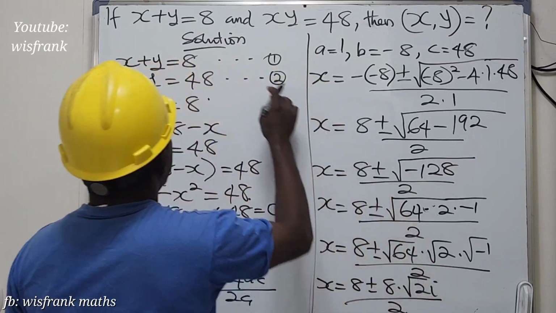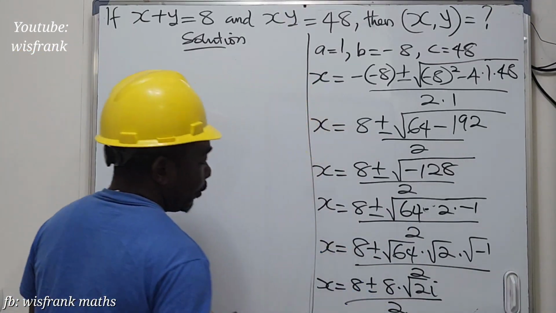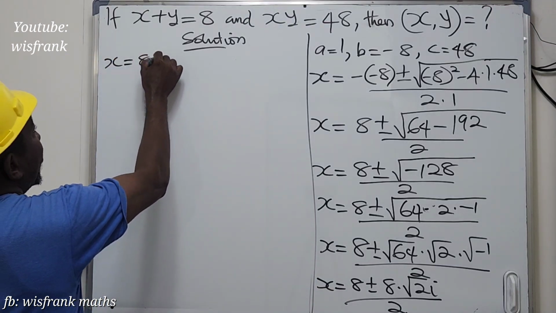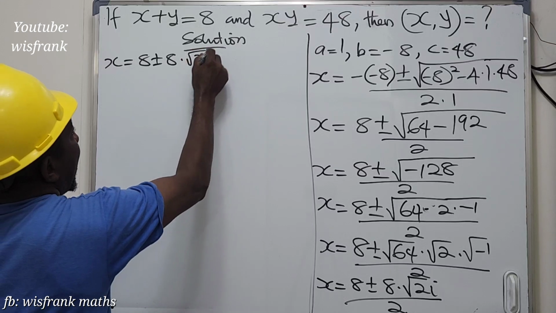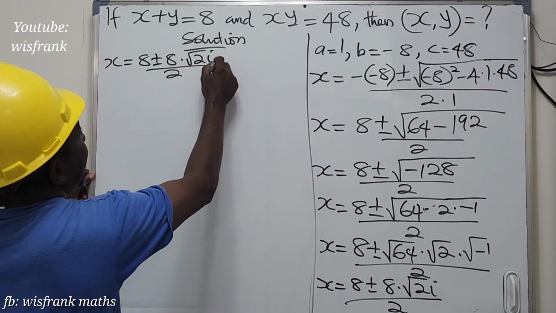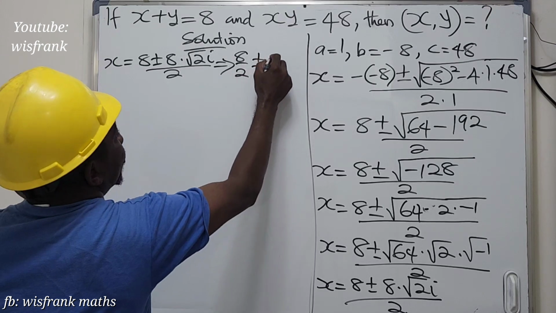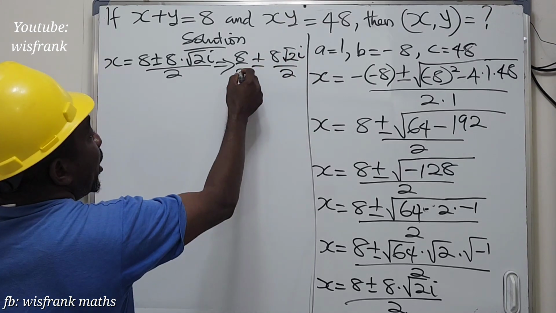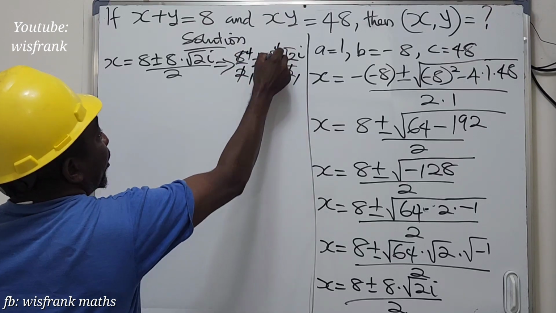So we need to clean this. As we said, we have a value of x equals 8 plus or minus 8 root 2 i, all over 2. This is the same thing as 8 over 2 plus or minus 8 root 2 i over 2. From here, 2 cancels into 8 to give 4, and 2 cancels into 8 to give 4.